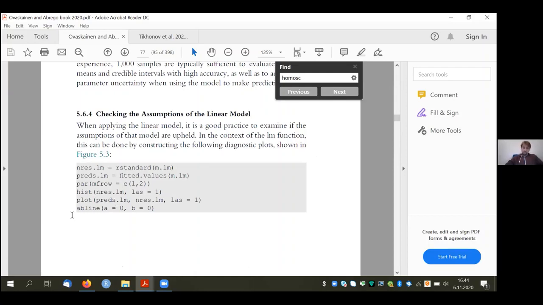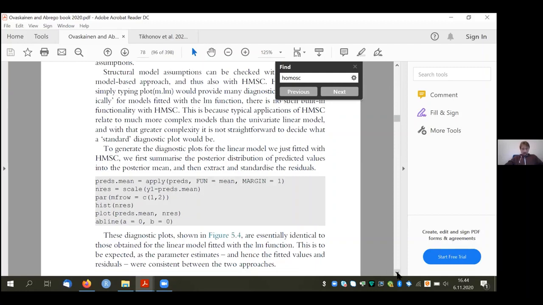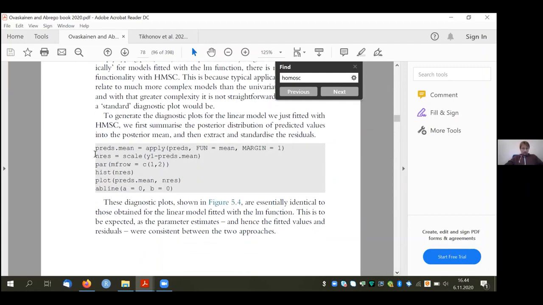Now you can do exactly the same thing with HMSC as shown here, by doing the predictions, taking maybe posterior mean predictions. They kind of correspond to maximum likelihood estimates in a sense, the mean posterior estimates. And then you can calculate the residuals, plot the distribution of the residuals, and plot them with respect to the predictions. So then you get basically the same plot.